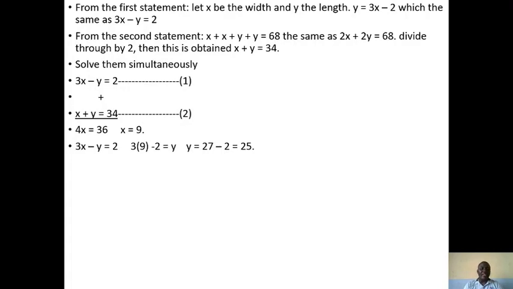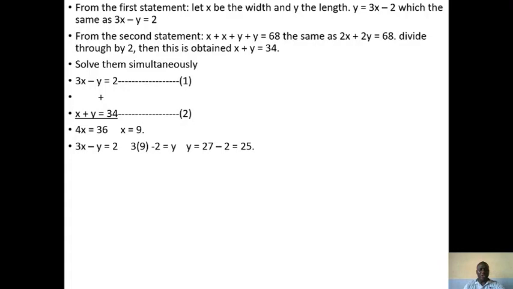So for us to get the value of y, we substitute the value of x into any of the equations, which we are substituting into equation 1. We have 3x minus y is equal to 2. So you substitute it here, we have 27 minus 2 will give us 25. You see, using any approach, I still have the same thing.